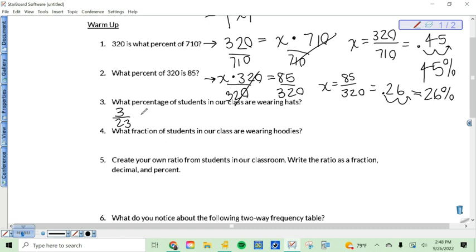Got it, Daniel. 0.13. What does that turn into as a percent? 13%. Perfect. Close. Yeah, if you did it 3 out of 22. Yeah. So now, what fraction of students in our class are wearing hoodies? So the whole is still going to be 23, and now let's count it up. Whole bunch. If they have a hood, then it's considered a hoodie.